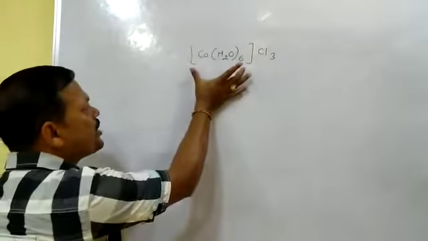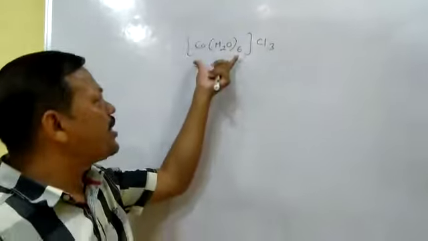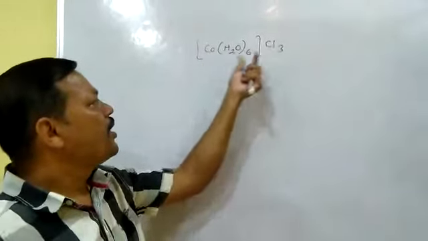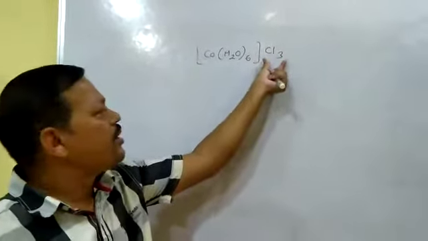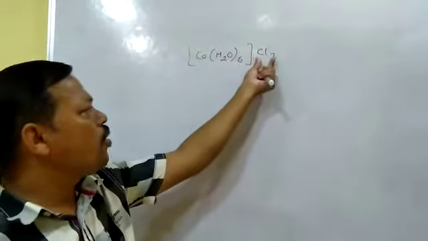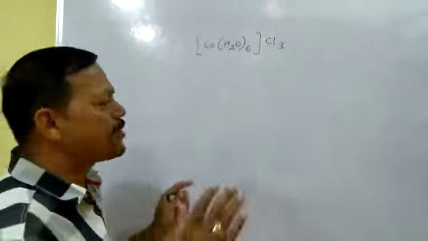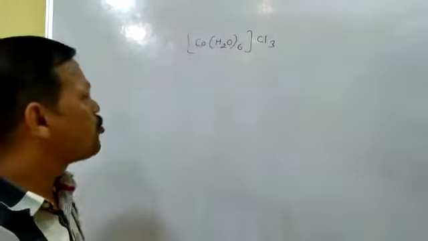Actually, this is the main complex. I mean, what is present inside the square bracket, that is the main complex. This is not part of the complex. This is just the ion to neutralize the outside charge. So, although I have joined 3 chlorine here, these are not part of the complex. The main complex is inside the square bracket.